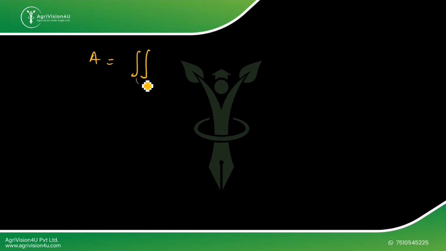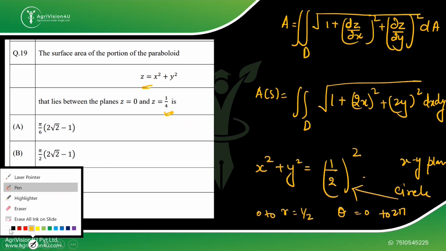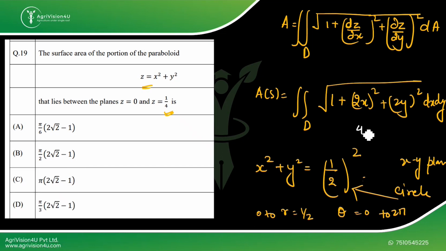This will be the domain, from r equals 0 to 1 by 2, and theta equals 0 to 2 pi. And now what will be changed here? You already know, if you summarize or simplify this term, how can you simplify it? This will be 4x square plus 4y square. You can take 4 common.